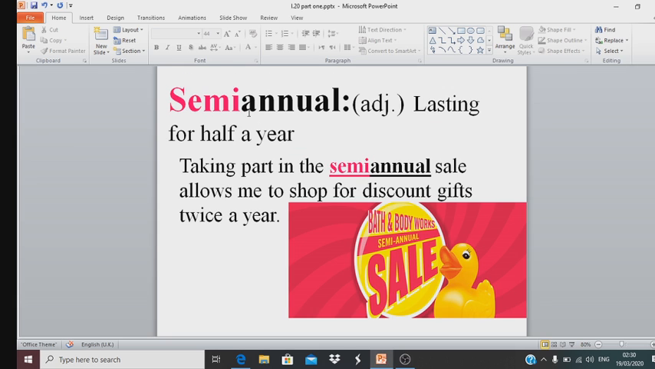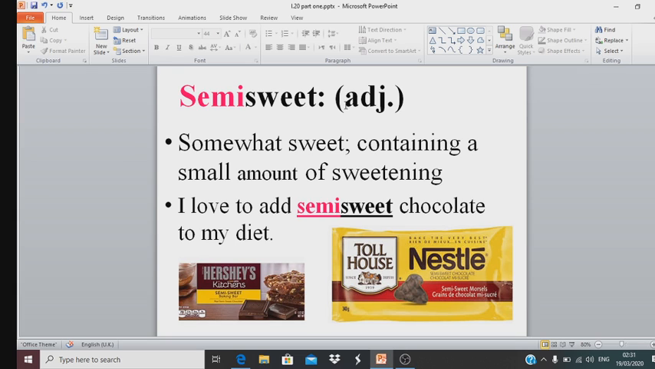Semi-annual. So the base word is annual and semi is the prefix. Annual means each year, and semi means half. So it means lasting for half of a year. Like here when we said that the semi-annual sale is going to be this month, or taking part in the semi-annual sale allows me to shop for discounted gifts twice a year. Semi-sweet.